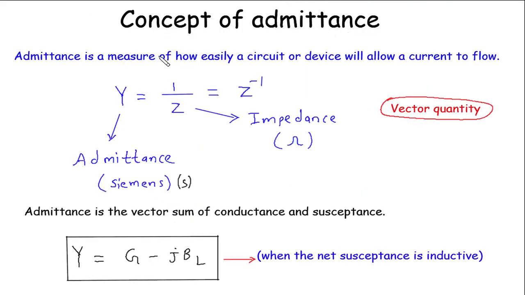Concept of admittance. Admittance is a measure of how easily a circuit or device will allow a current to flow. Admittance is denoted by capital Y. The unit of admittance is Siemens, represented by capital S. Admittance is equal to 1 upon Z, or the reciprocal of impedance is called admittance. The unit of impedance is ohm, so we can also say the unit of admittance is mho or ohm inverse. Admittance is a vector quantity.